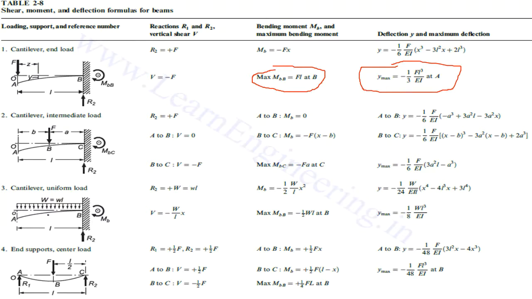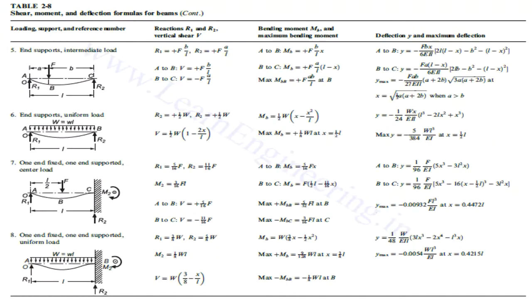Now this table number 2.8 is continued for the next 3 pages. You can see here a simply supported beam with uniformly distributed load has also got a maximum bending moment and maximum deflection. These are the formulas which we will be making use of in the numericals.